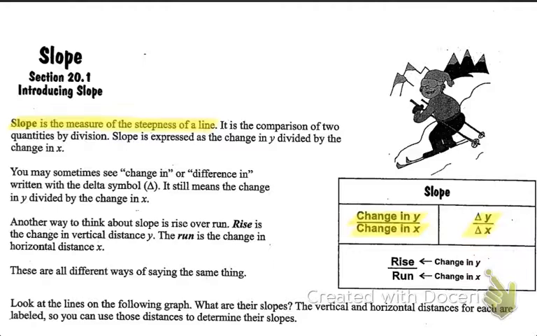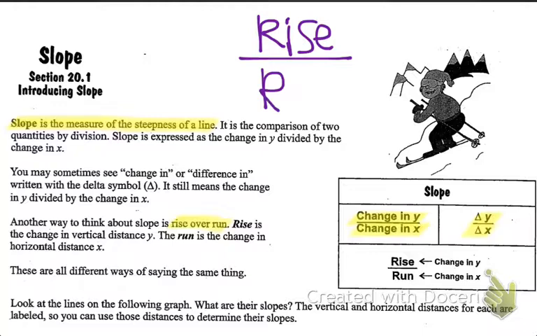Another way to think about slope is rise over run. This is probably what you're most familiar with. Rise is the change in your vertical distance, y. The run is the change in the horizontal distance, x. These are all different ways of saying the same thing.